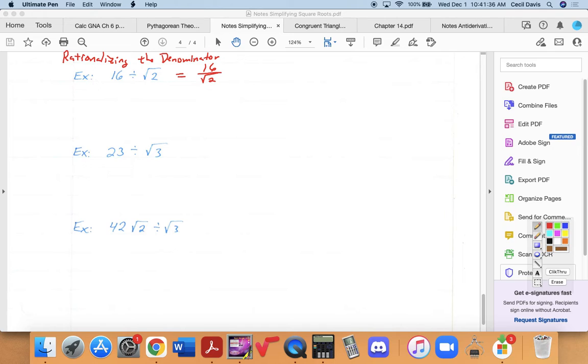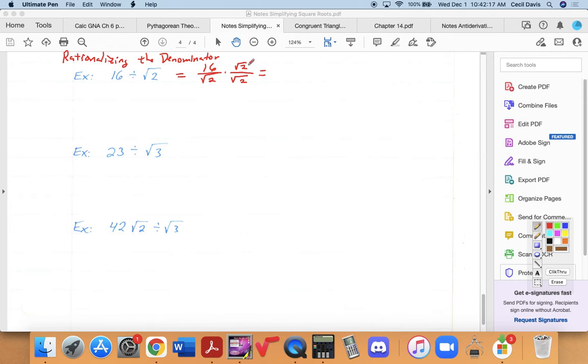So how are we going to deal with it? We don't want a square root on the bottom anymore. What I'm going to do is multiply the bottom by the square root of 2. And if I multiply the bottom by the square root of 2, I have to multiply the top by the square root of 2 also. It cancels. Well, not quite. What is this equal to? It's 1. If I multiply something by 1, do I change its value? No. I may change how it looks, but I don't change its value.